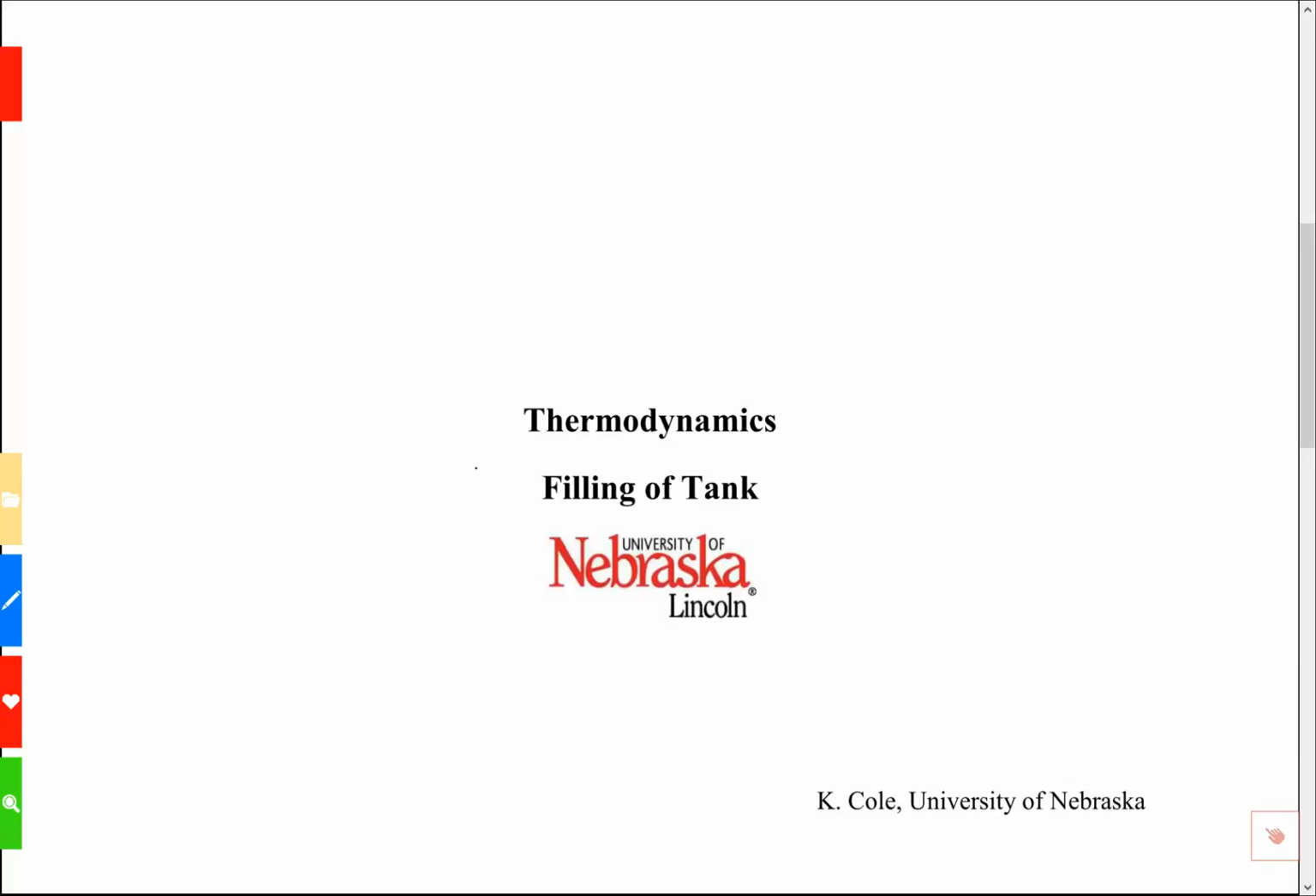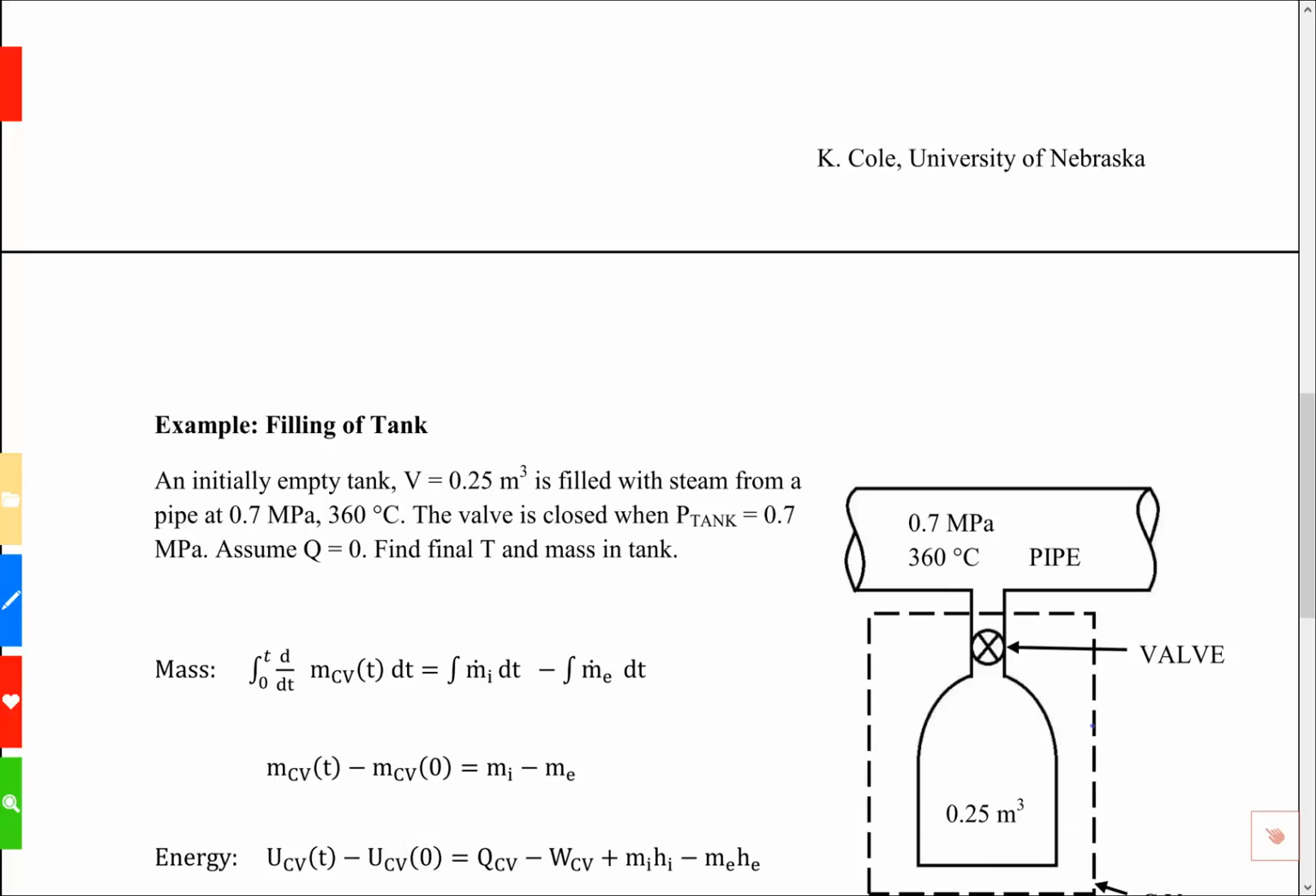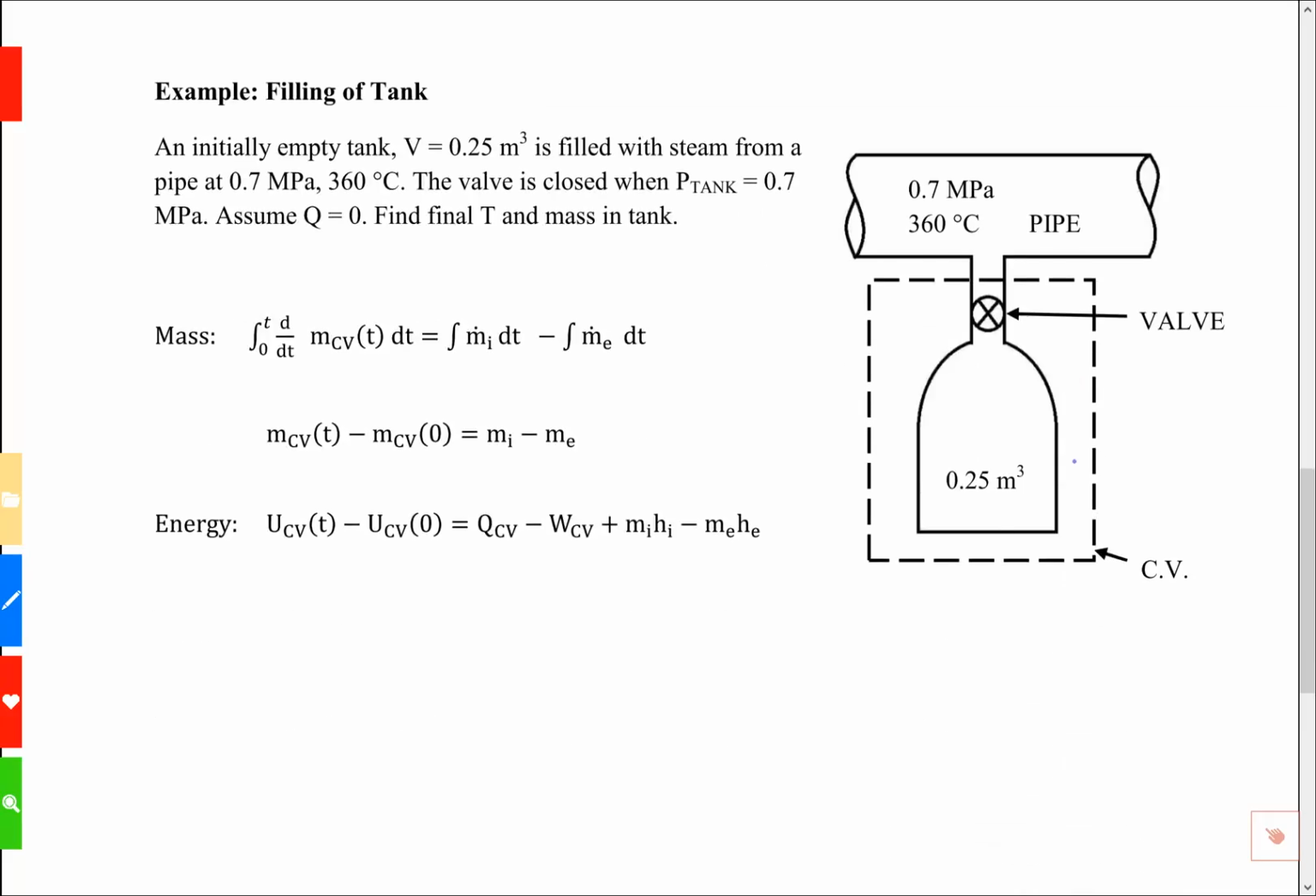The topic is thermodynamics, and the example is filling of a tank. We're given an empty tank of a certain volume, 0.25 meters cubed. It's being filled with steam from a pipe at 0.7 megapascals, 360 C. Now this problem works because the pipe pressure and temperature are unchanged during the process. We're going to use that assumption in our analysis.